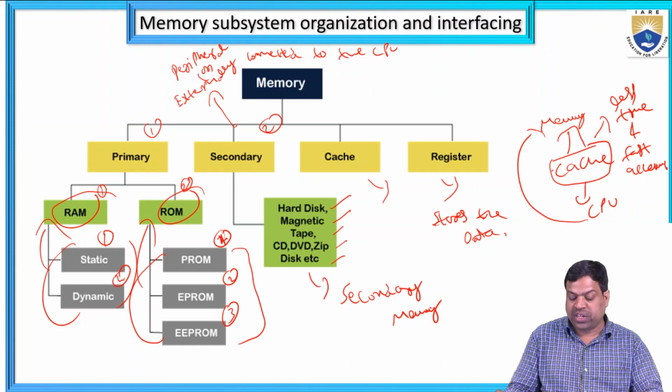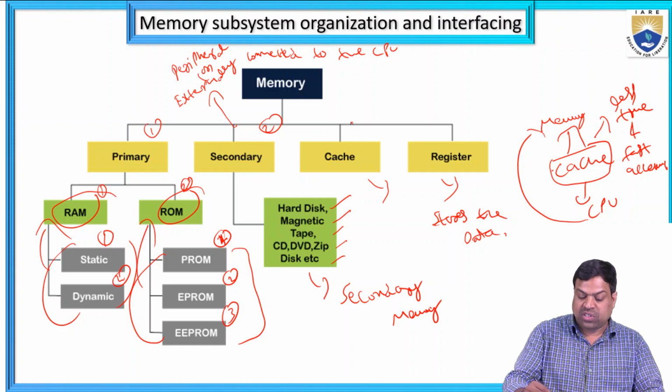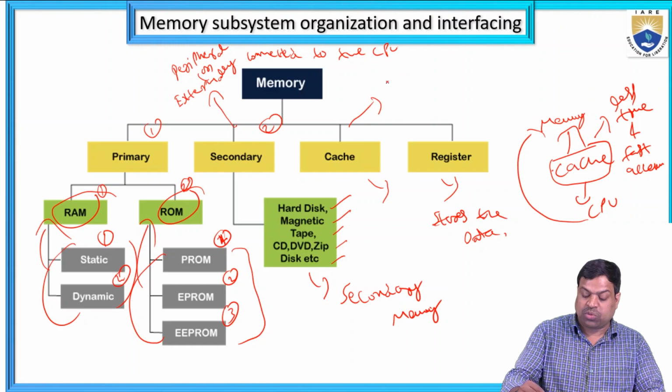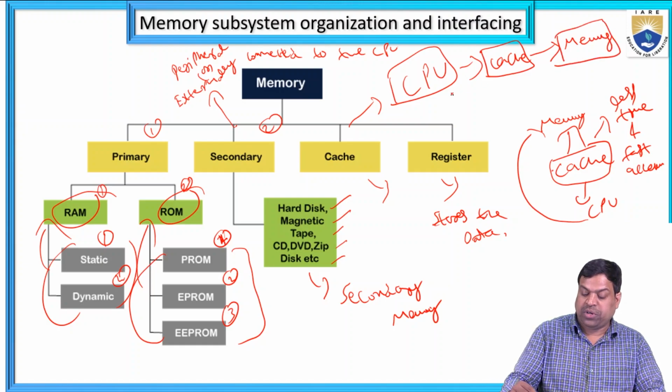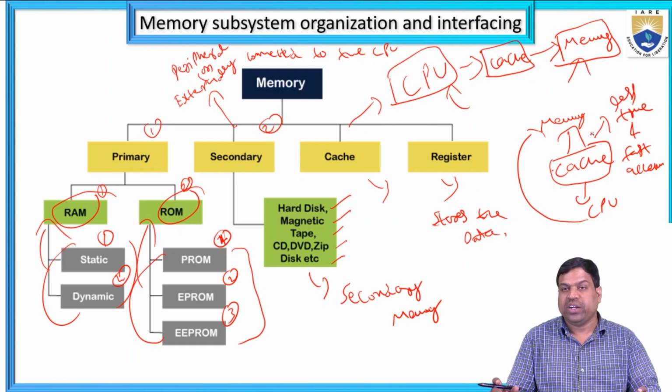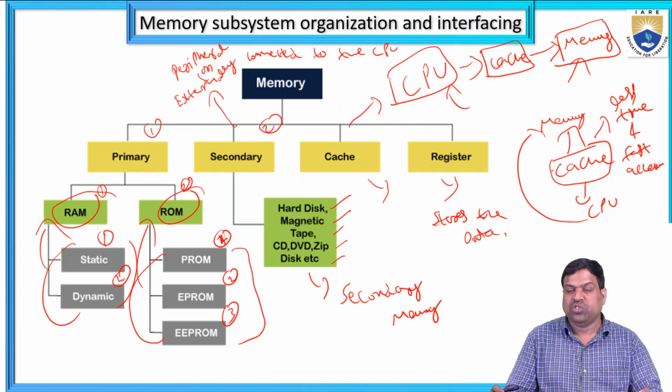And registers are nothing but they store the data. So between the memory and the CPU, I have to use cache memory. It is a temporary memory, and it connects between the CPU and memory.